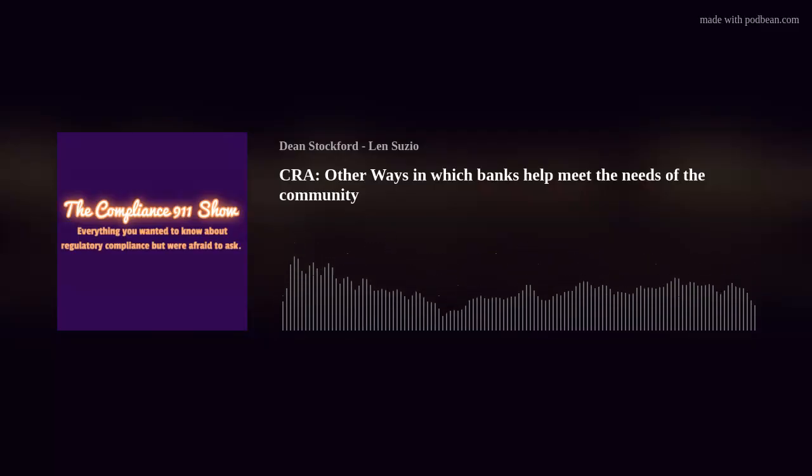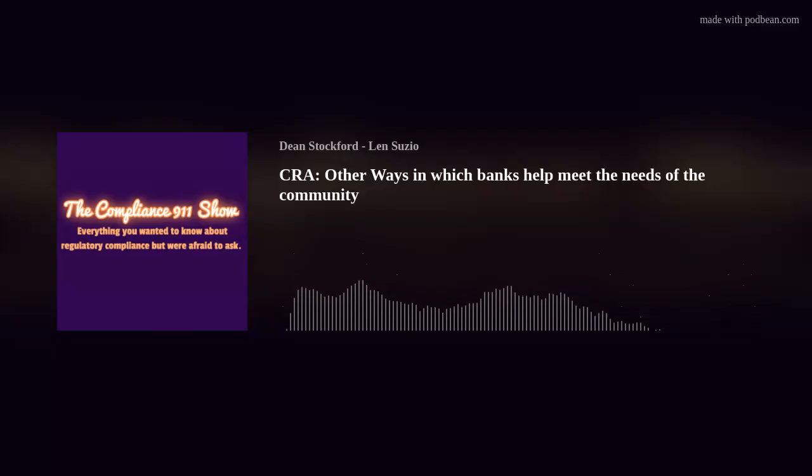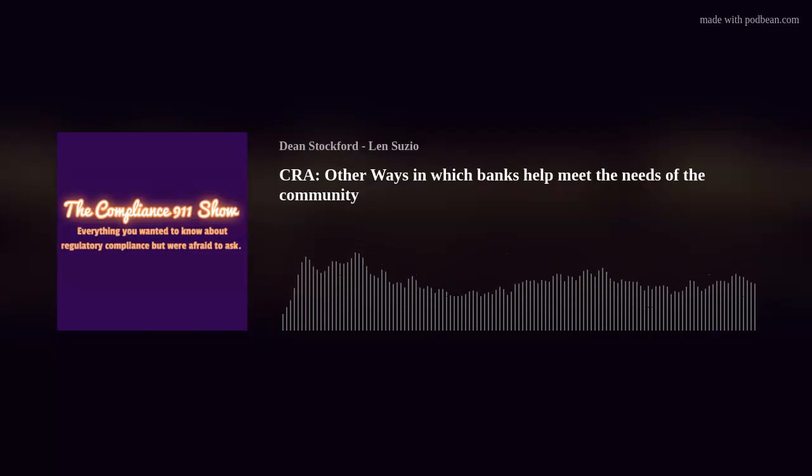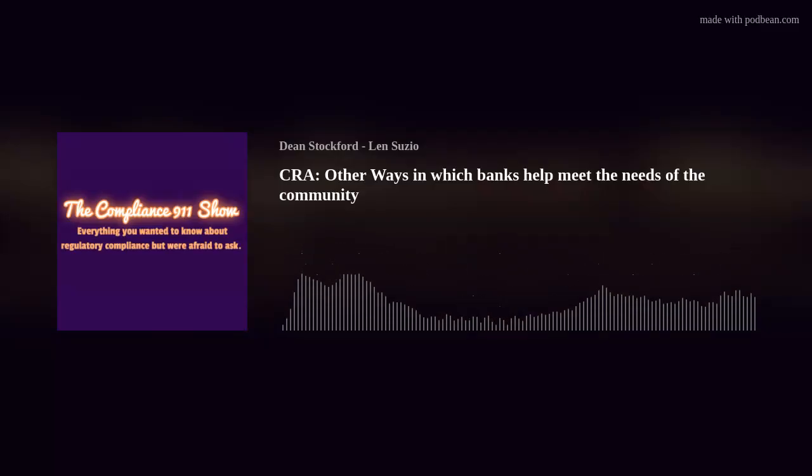Wow, that does sound interesting, Len. So what activities are you talking about? Well, it's important to keep in mind that CRA requires a bank to, quote, meet the need for credit services in the communities they serve. And aside from the typical lending activities specified in the regulation, there are these other lending activities that can present a more complete picture of how a bank is fulfilling its CRA mandate.